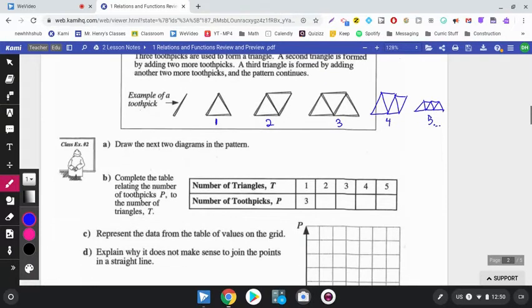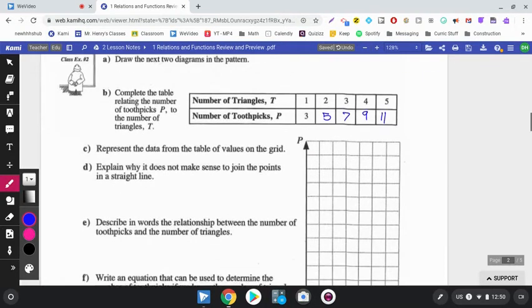Okay, so I drew the next ones. Let's fill out the table of values. When you had 1 triangle, you had 3 toothpicks. The next one, I'd have 1, 2, 3, 4, 5. The next one, I count them up: 1, 2, 3, 4, 5, 6, 7. So whenever I'm building a table of values, I can draw a picture and extend the patterns. Next one has 9. The next one has 11. We're going to turn that into an equation in a little bit.